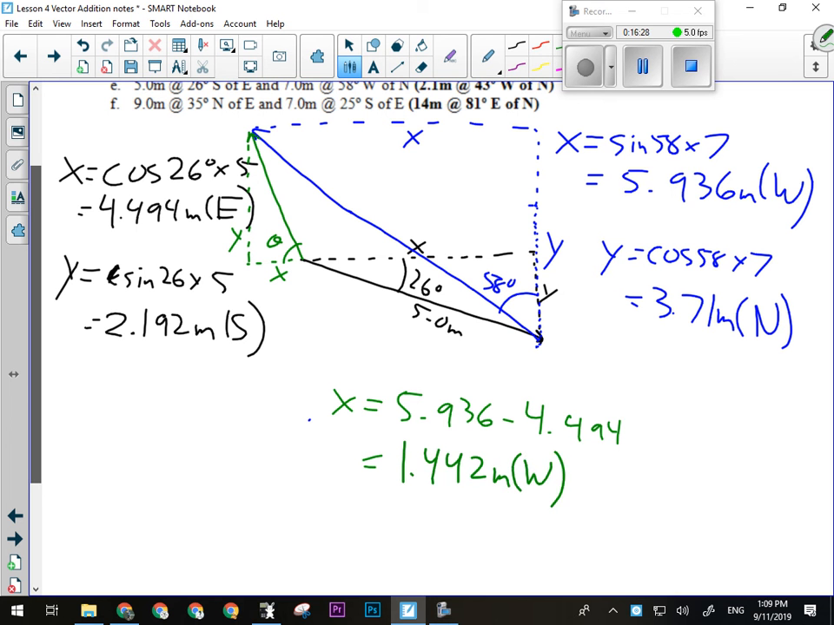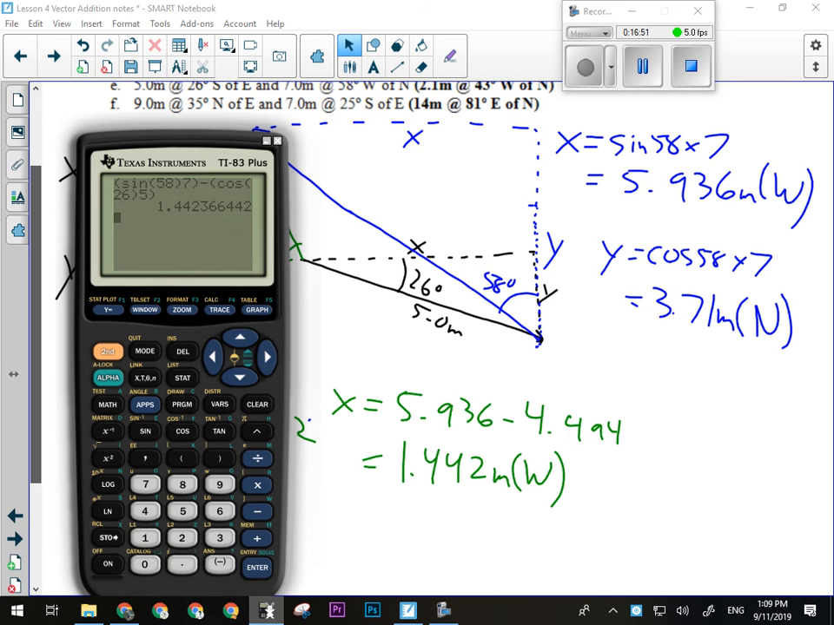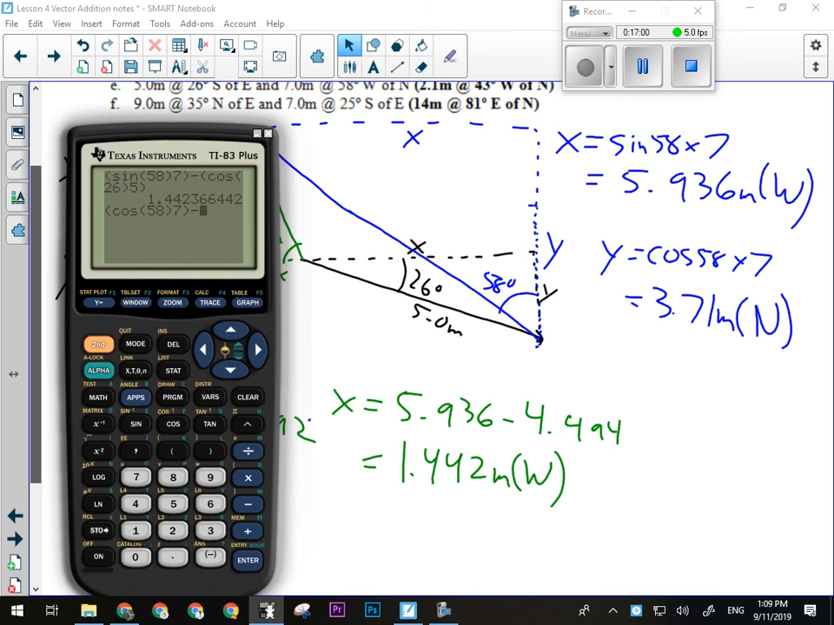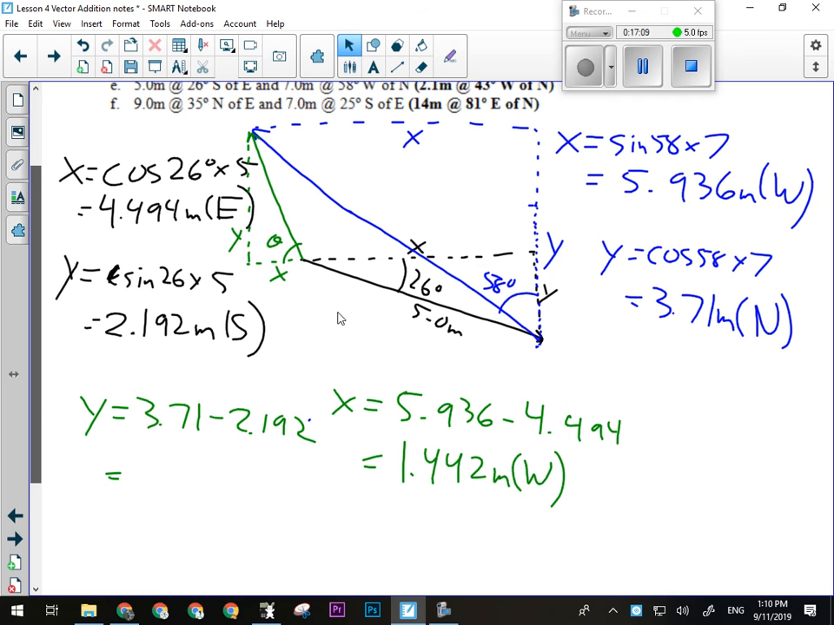And that's west. But I need people paying attention. Then I'm going to find the resultant y. The black one is south, and the blue one is north. Since I end up north, I'm going to go north minus south, so 3.71 minus 2.192. Since I've lost all the decimals on there, I'll have to do it the long way, which will be cos of 58 times 7 minus the sine of 26 times 5. All right, so I'm getting 1.518 as my resultant y.